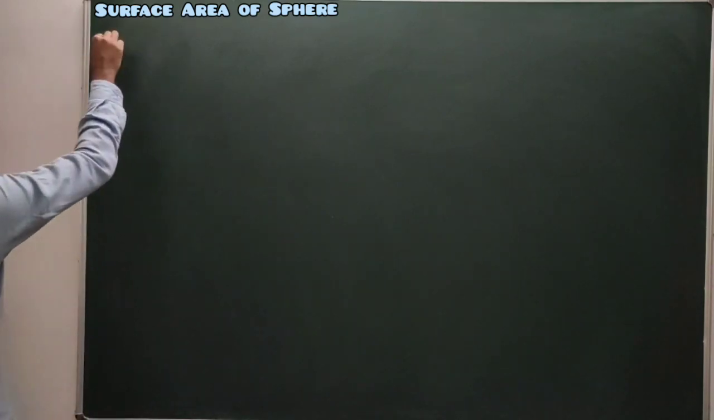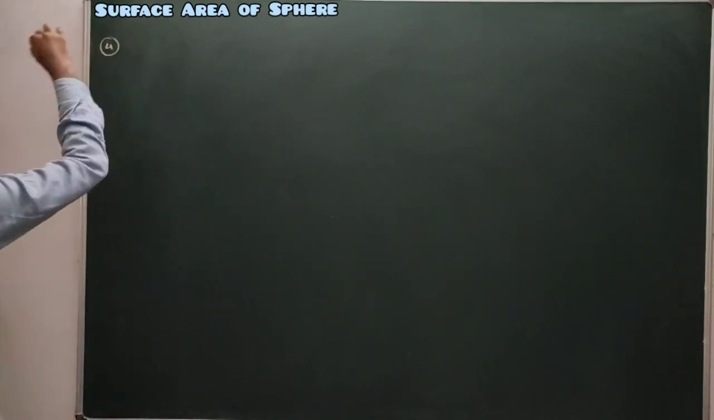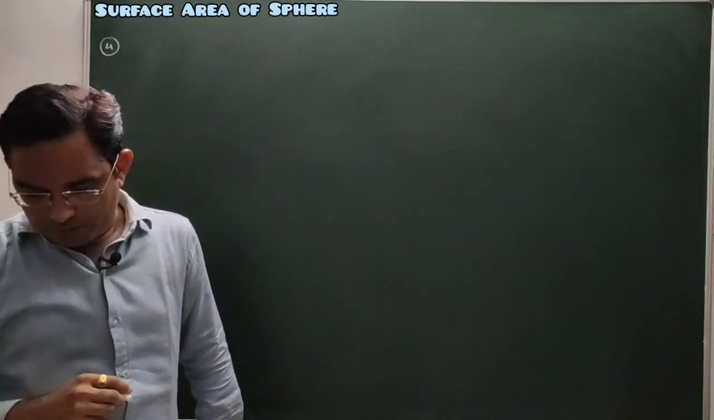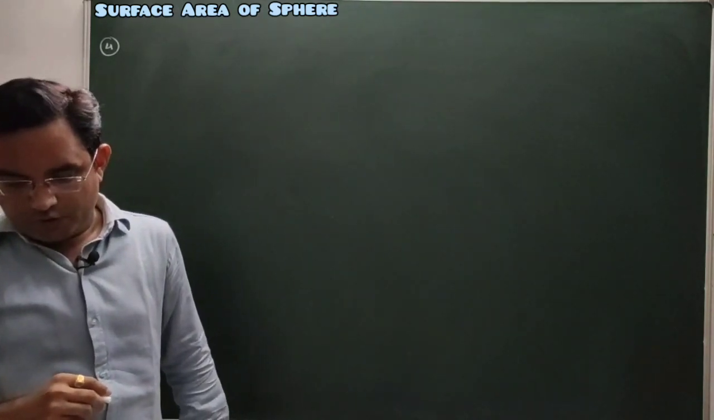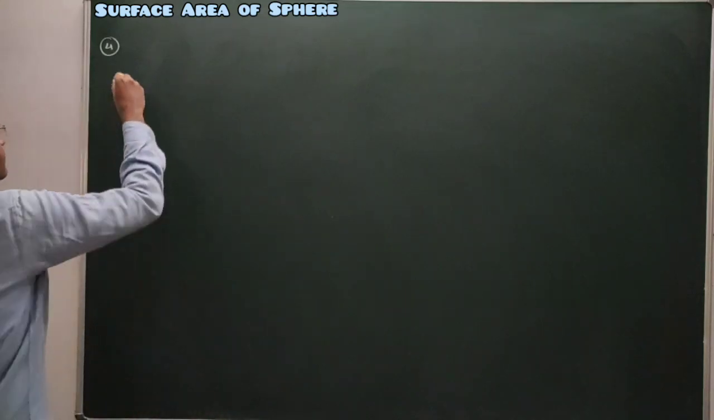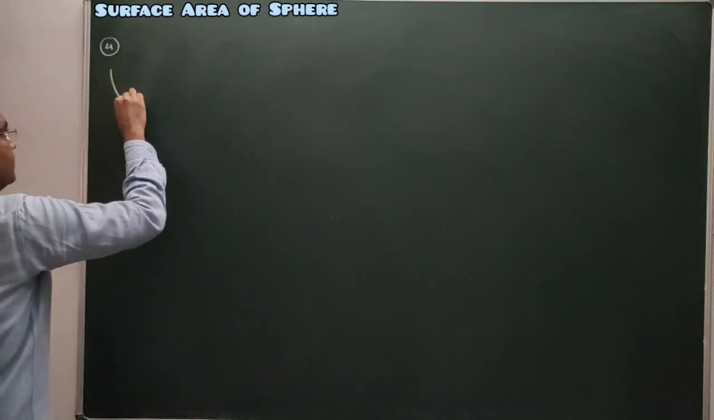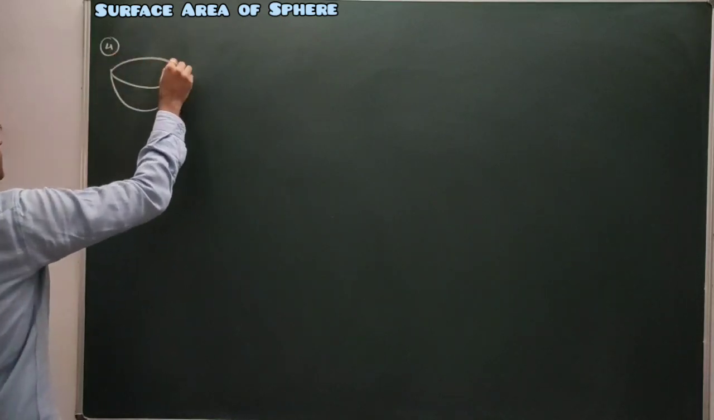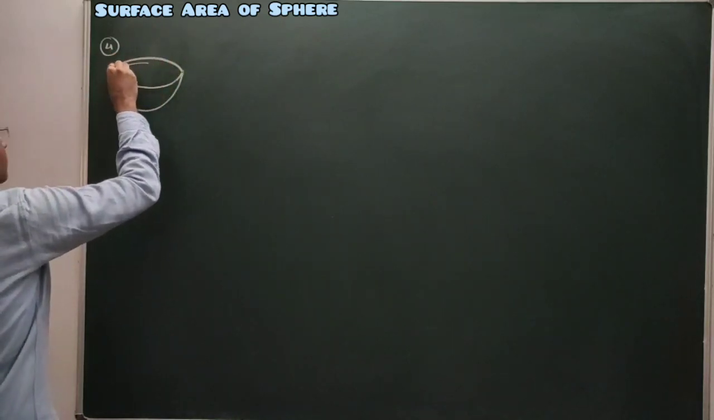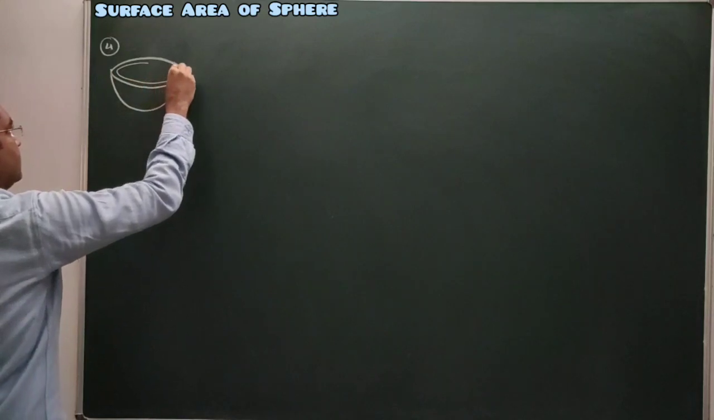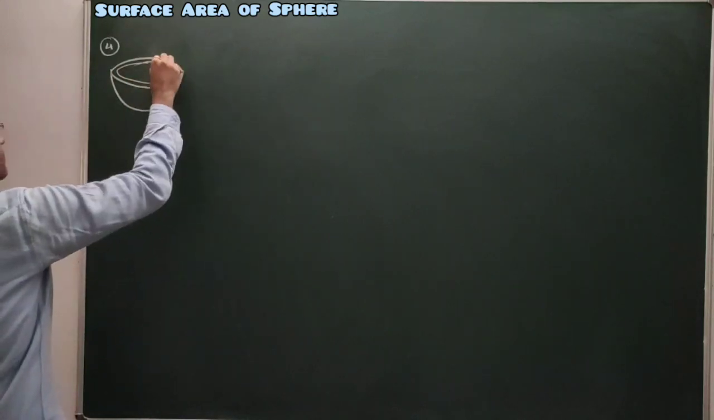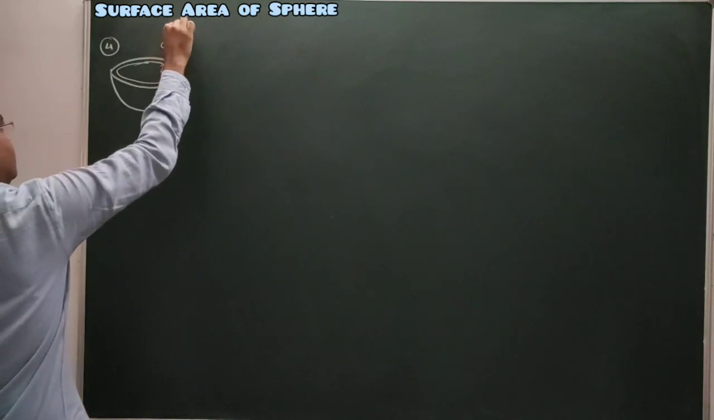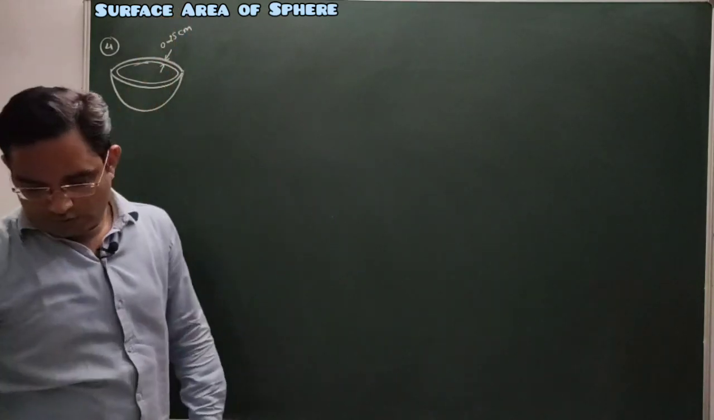Okay students, next question, that is question number 4. The hemispherical bowl is made up of steel which is 0.25 centimeter thick. A hemispherical bowl is given and the thickness of this bowl is given. This bowl is made up of steel and the thickness of this bowl is 0.25 centimeter.